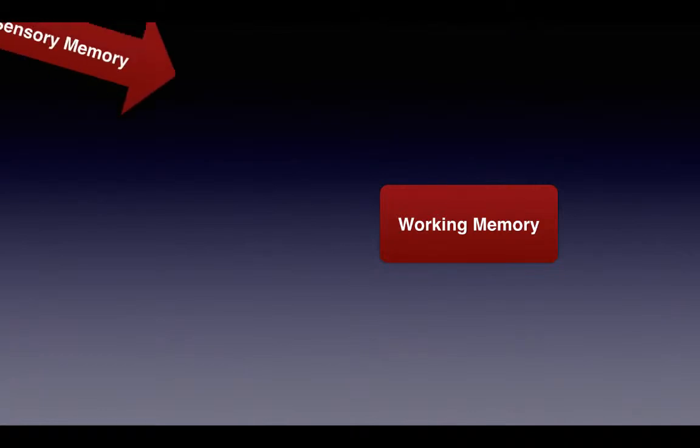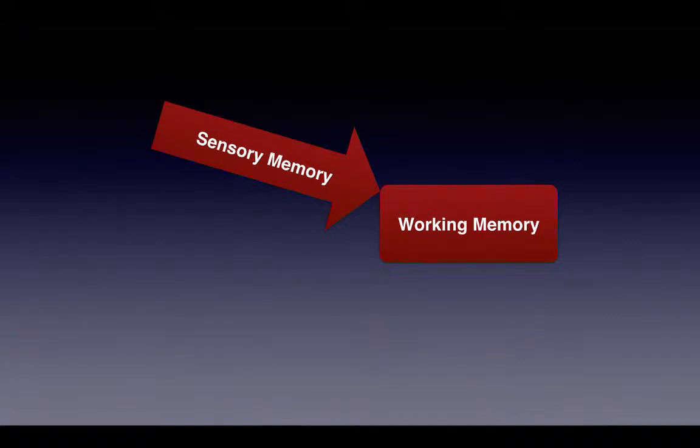Now, how does stuff get into your working memory? Two routes. One is from sensory memory. This is everything that comes in through your five senses. Now what happens is that your brain filters out a lot of what comes in through your senses, or you'd go nuts. There are always sounds and sights.